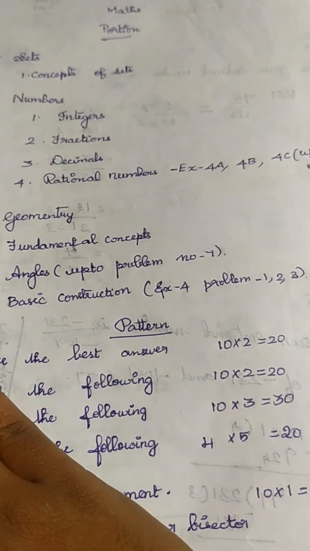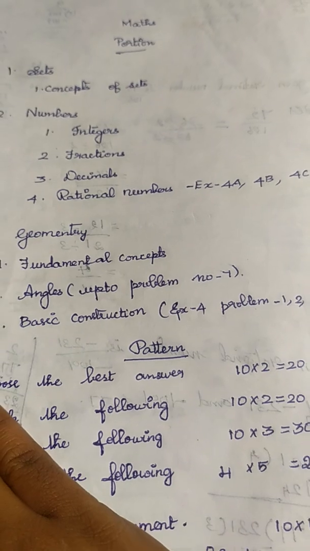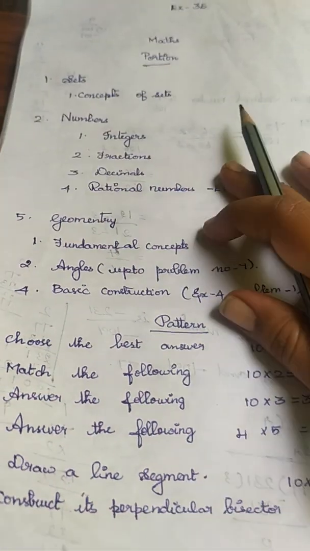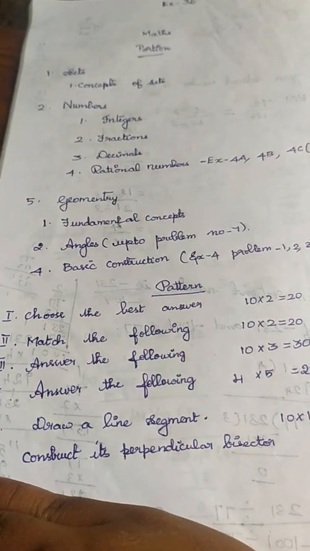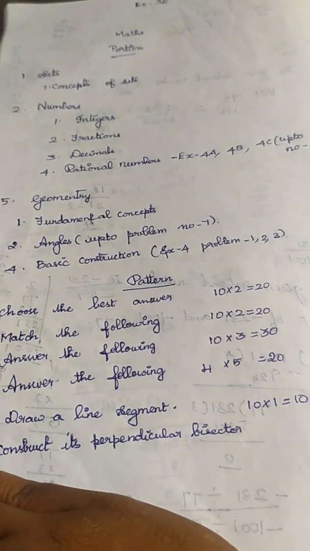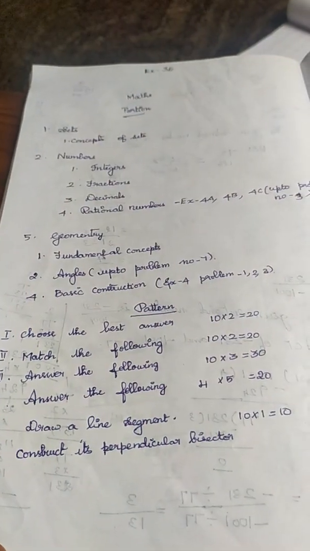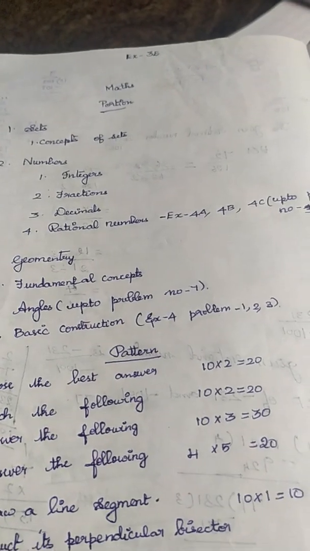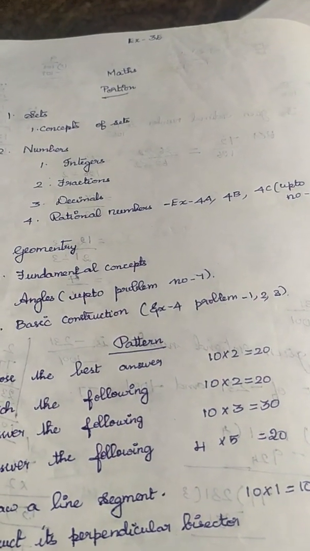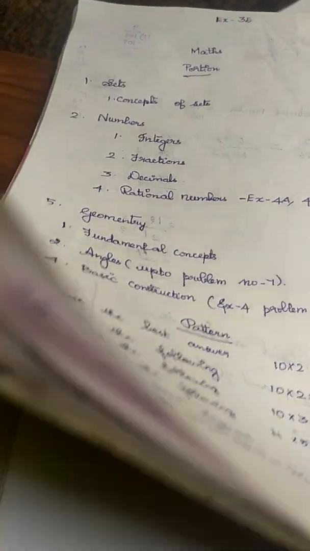Then basic construction for drawing a line segment. So these are the portions and the pattern is: choose the best answer, match the following, answer the following. Then you have one geometrical question: how to draw a line segment constructed by perpendicular bisector. Now we will revise the exercise.